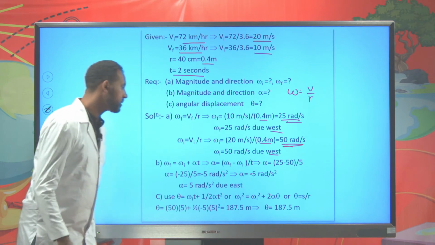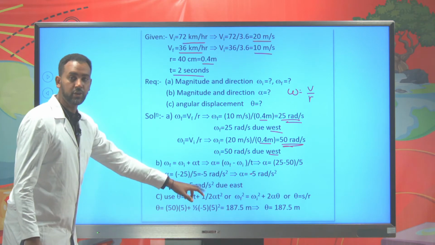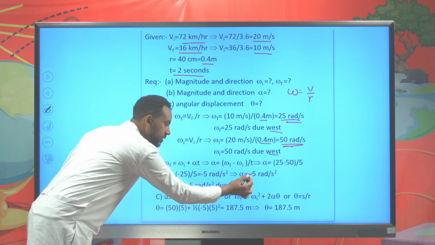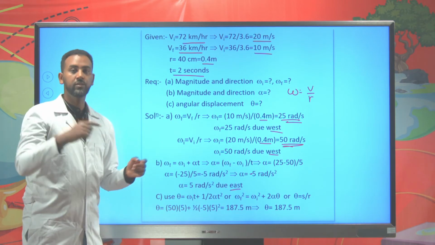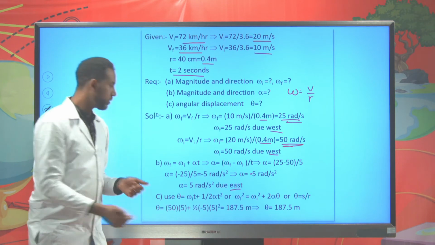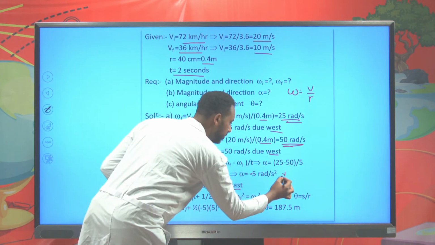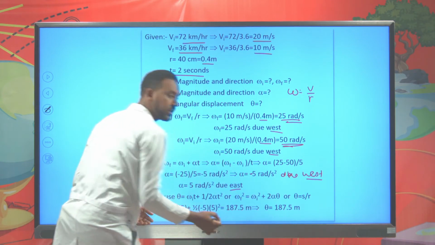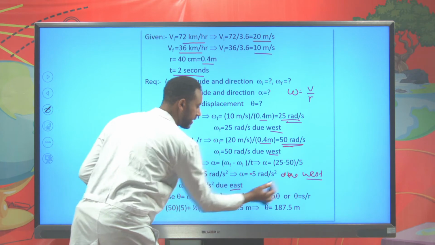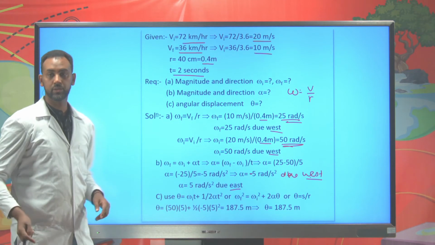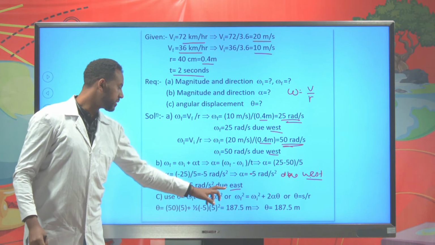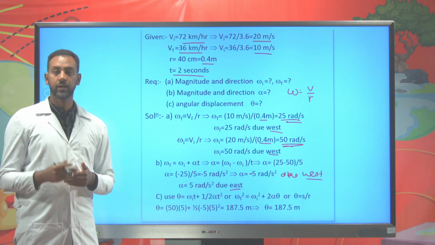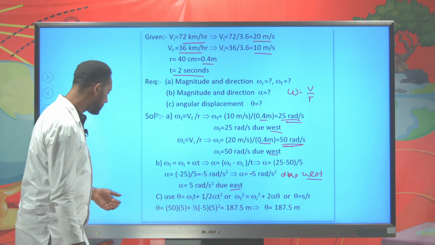It says 5 rad per second squared, and it should be in the direction of east. The result is 5 rad per second squared due east. The negative sign converts the direction. The negative of west is east. The angular velocity is due west, and here you have the negative value, and that negative value switches the direction, so it is 5 rad per second squared due east. Okay, this is how we determine the direction of angular velocity and angular acceleration.